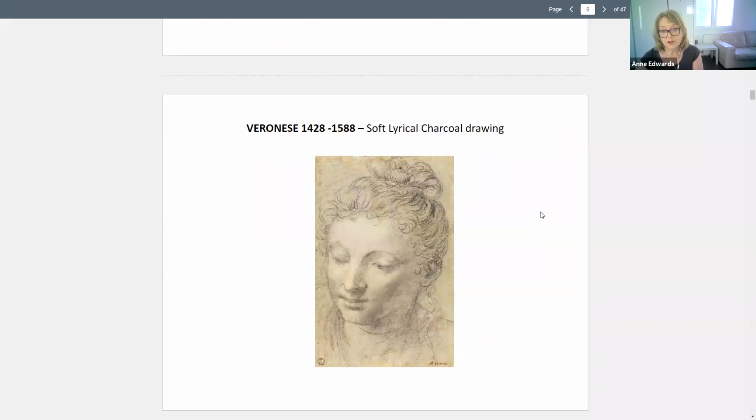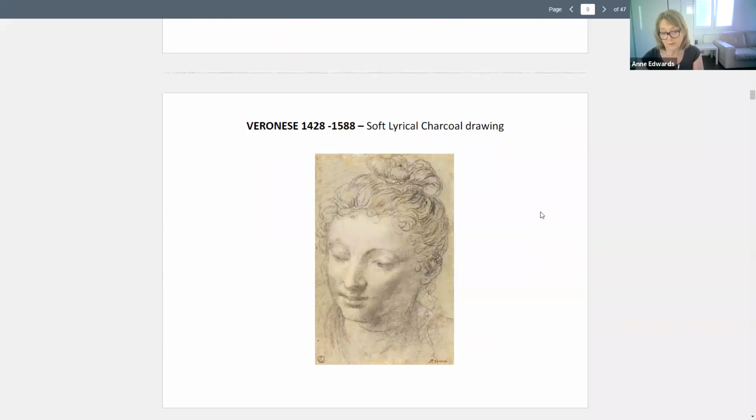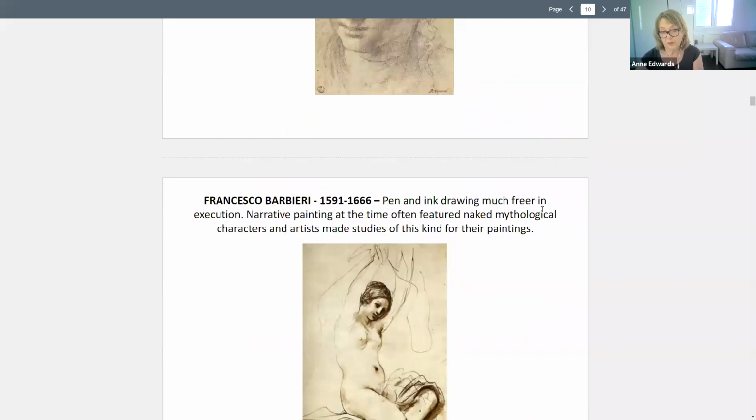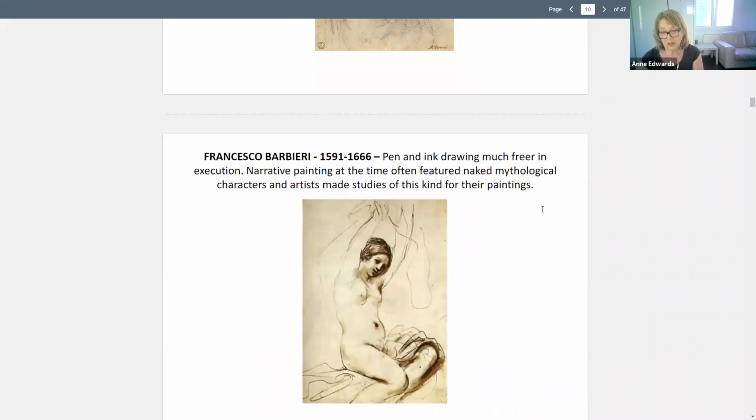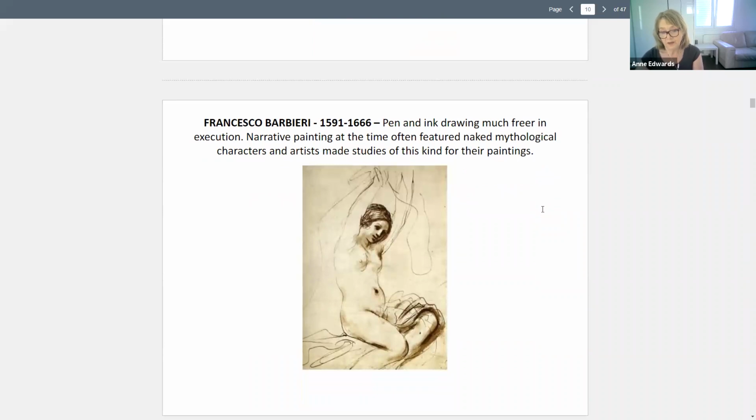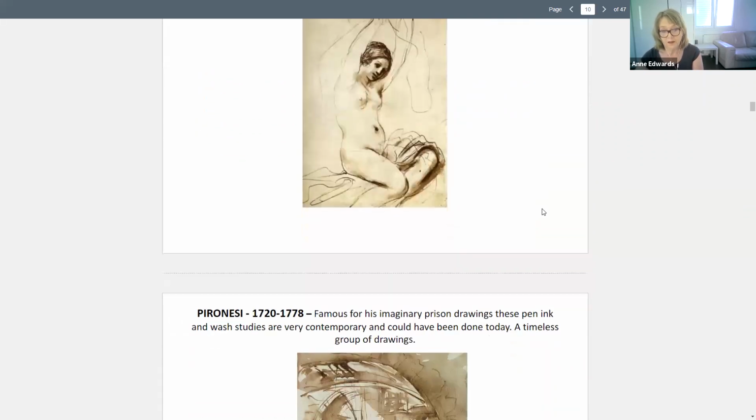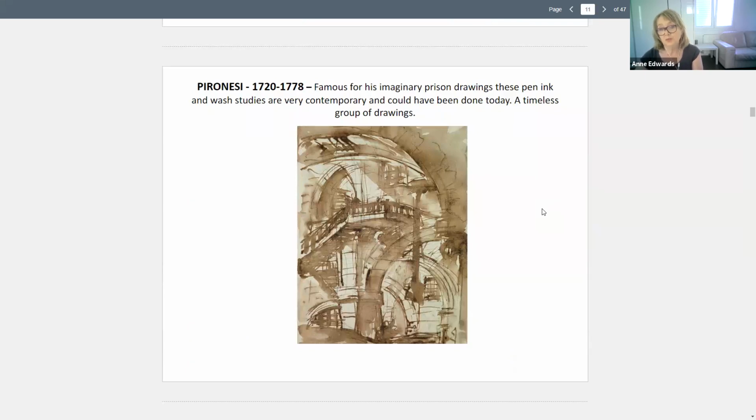Another very soft, lyrical charcoal drawing by Veronese. Francesco Barbieri, pen and ink, much freer in execution. Narrative painting at the time often featured naked mythological characters, and artists made studies of this kind for their painting. Veronese is famous for his imaginary prison drawing. These pen, ink, and wash studies are very contemporary and could have been done today, a timeless group of drawings. If you're interested in these drawings, Google them. He produced quite a few.